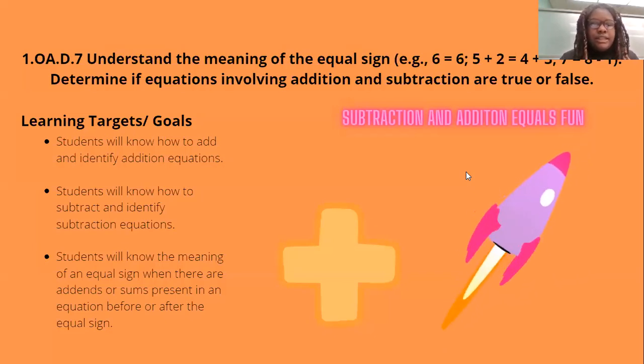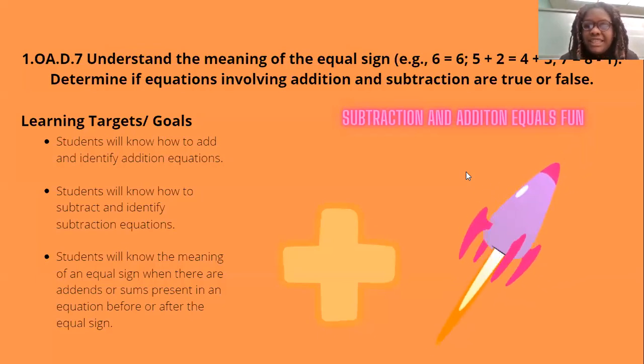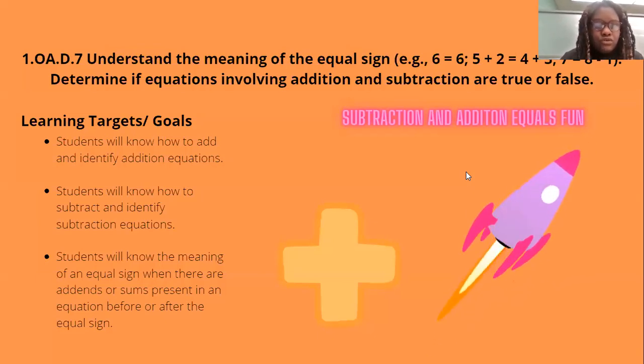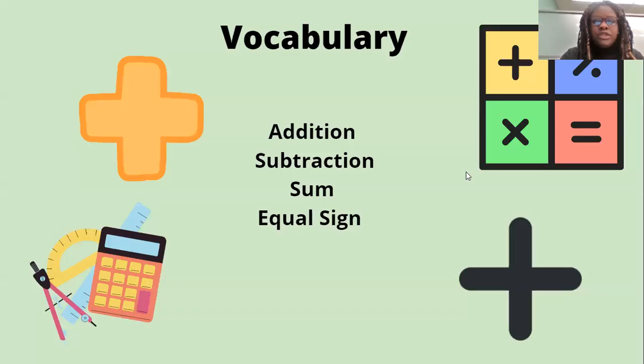And the learning targets slash goals are that students will know how to add and identify addition equations. Students will know how to subtract and identify subtraction equations. And students will know the meaning of an equal sign when they are in a problem. The vocabulary that we're going to specifically talk about today is addition, subtraction, sum, and the equal sign.